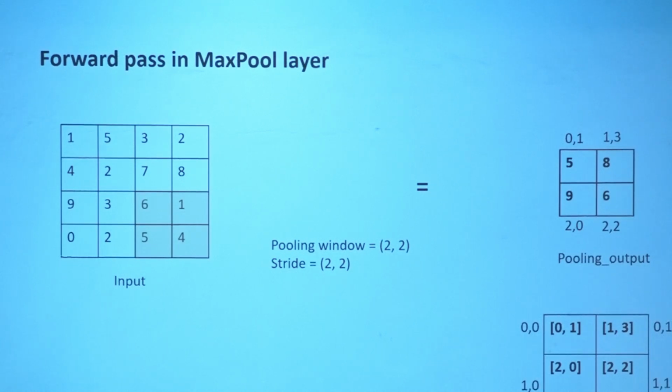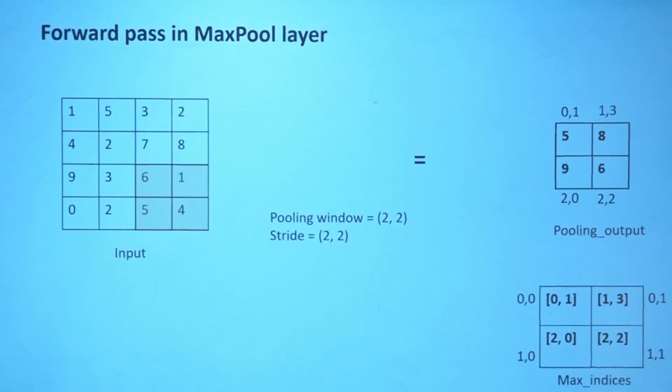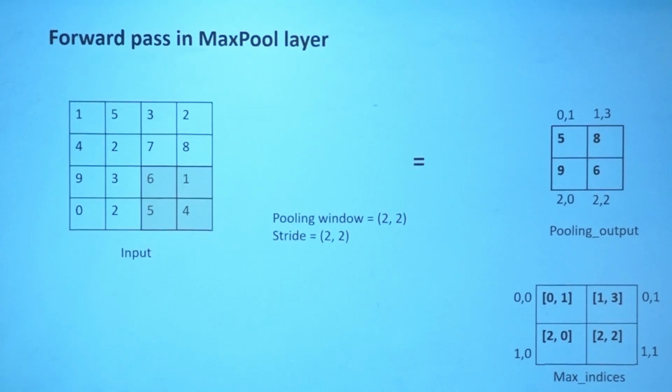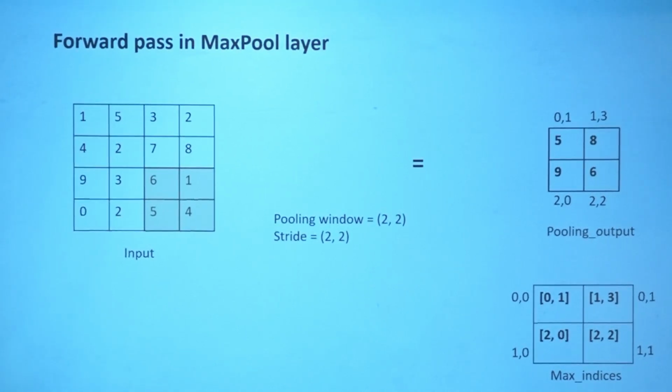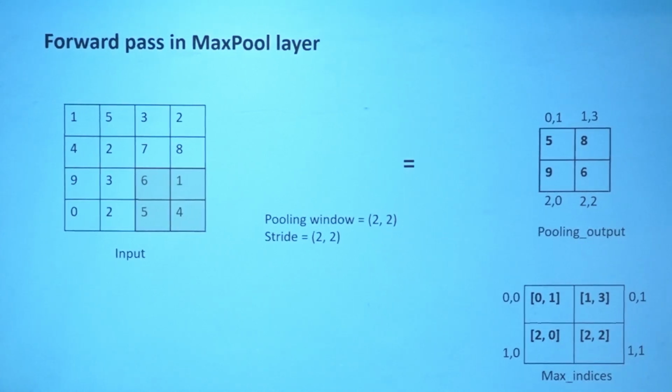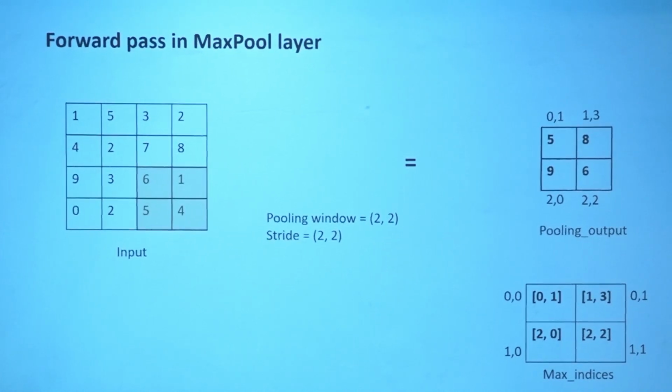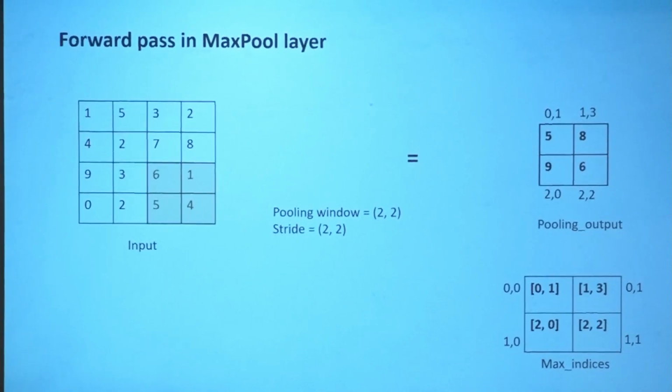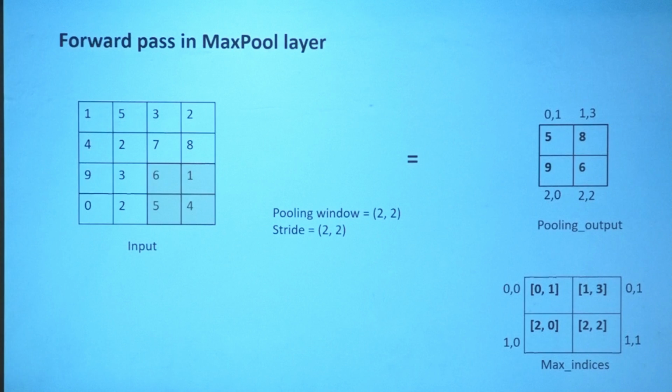The max indices is a matrix whose elements are tuples. Remember carefully, listen carefully. Max indices is a matrix with the index positions (0, 0), (0, 1), (1, 0), (1, 1). What are the values in this max indices? Index positions of the input matrix from where these max values were brought.